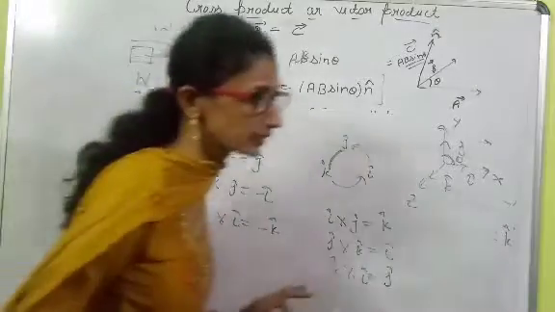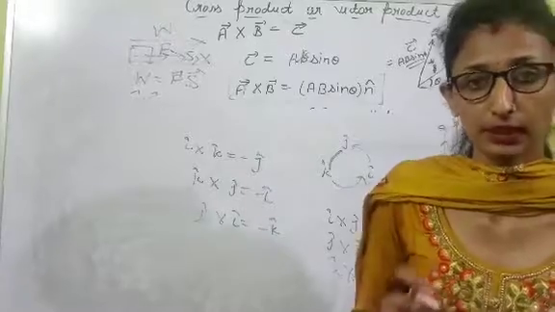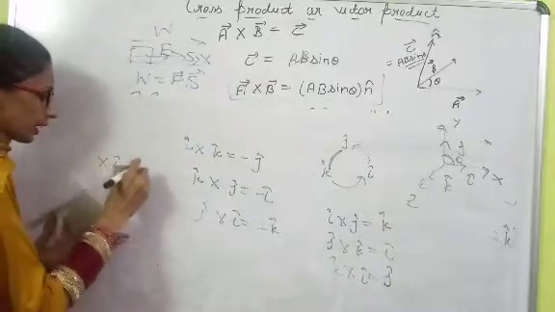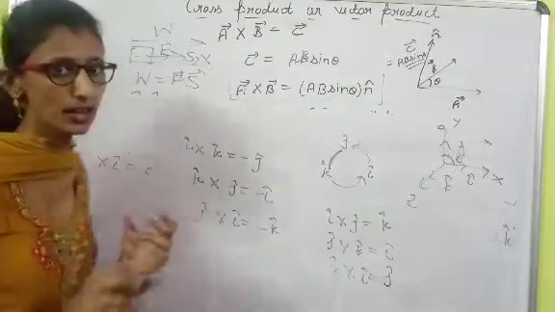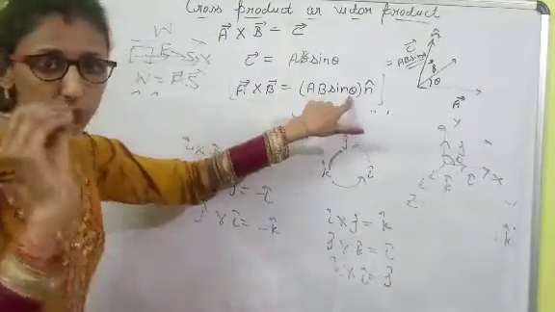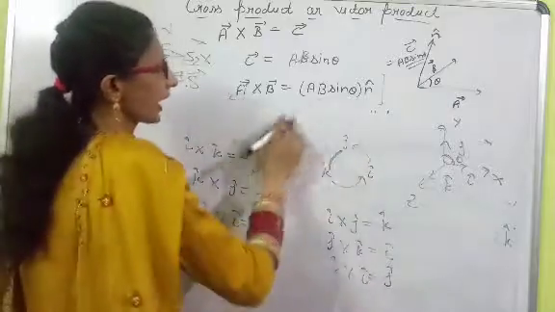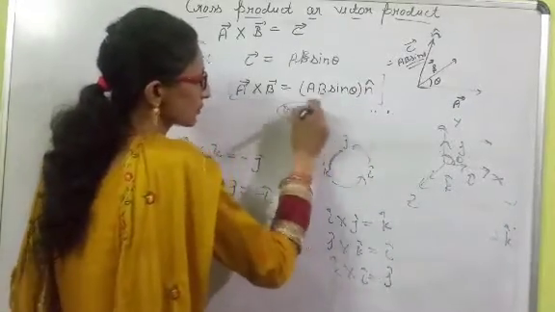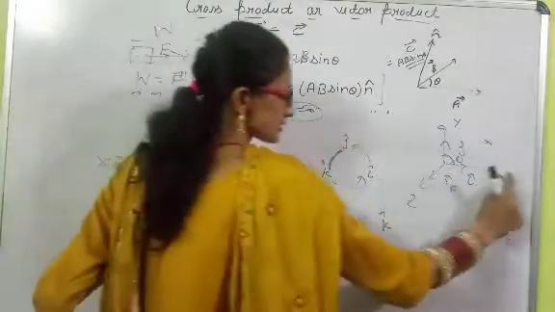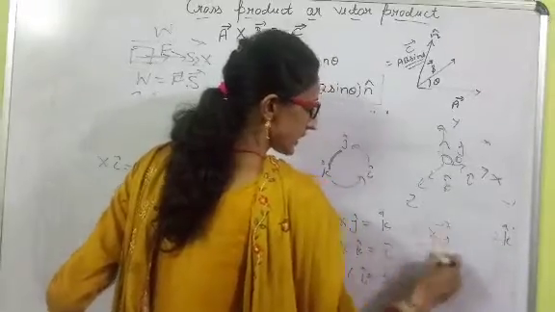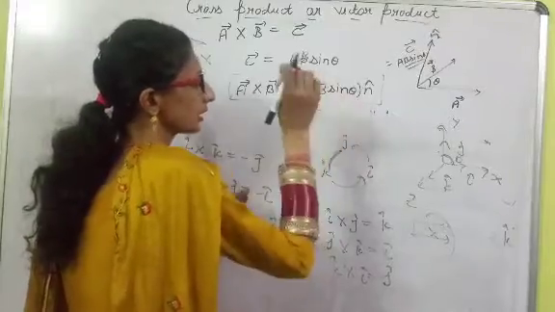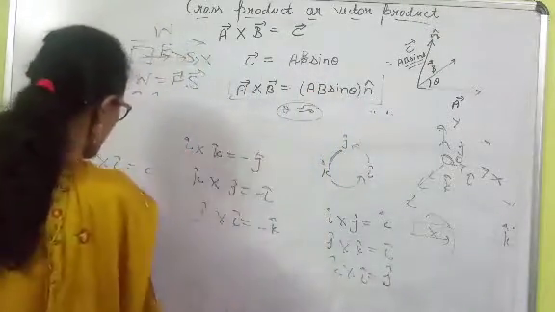Okay, and we know that the third vector is perpendicular to A and B. If we take two vectors in the same direction, let us suppose I cross I, that is equal to 0. Why? If we take two vectors in the same direction, both along the x-axis, the angle between them is 0. If we put sin theta equal to 0, the cross product has a value 0.